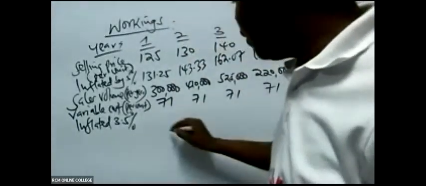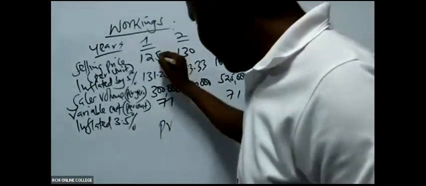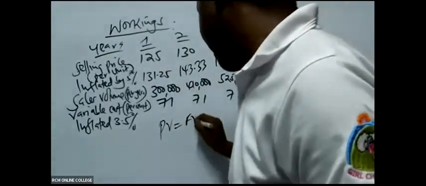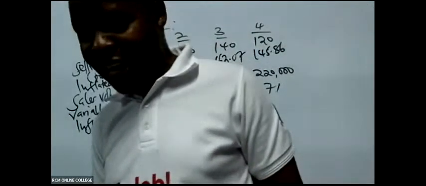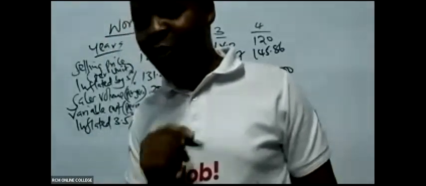That's why I am using this formula, because the present figure is 125. To get the new rate, this is my present price. To get my new rate, I will take 1 plus r, and raise it to n.